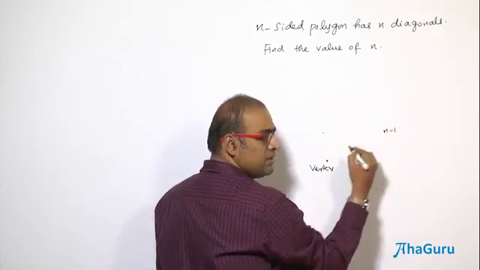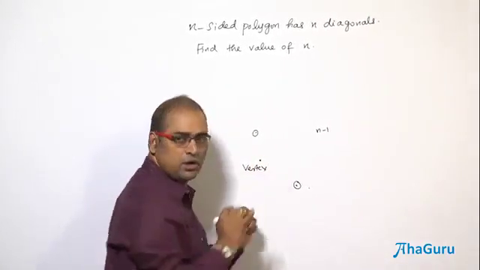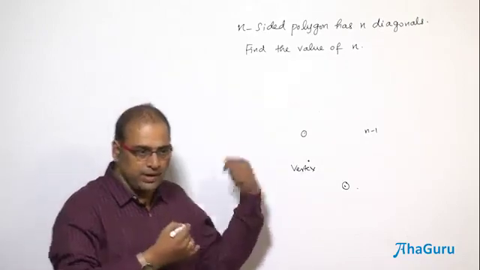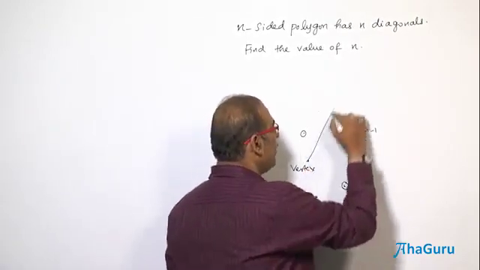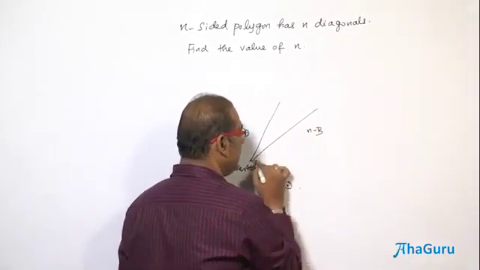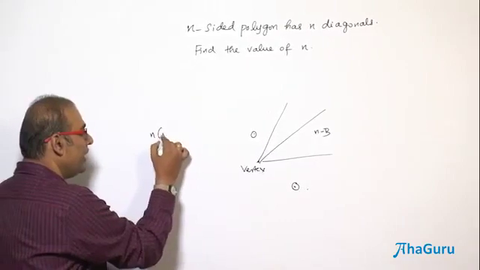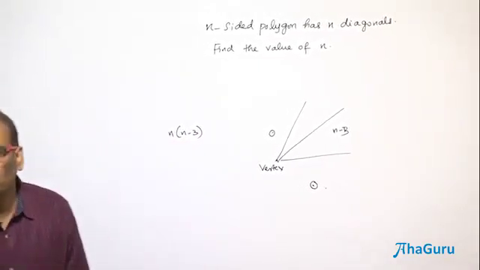N minus 1. So this vertex's neighbor vertices, this connection is not going to be a diagonal. And this vertex, of course, you are not going to connect with itself. So take off these 3 from n. Therefore, you are going to have how many? N minus 3 connections from each. So for 1 vertex you get n minus 3, so for n vertices, you will be getting n into (n minus 3).